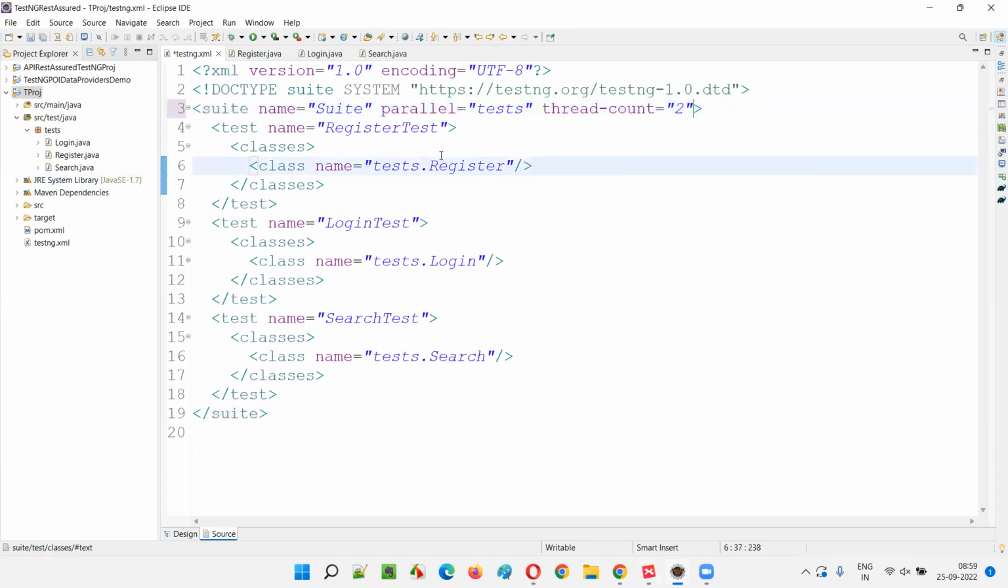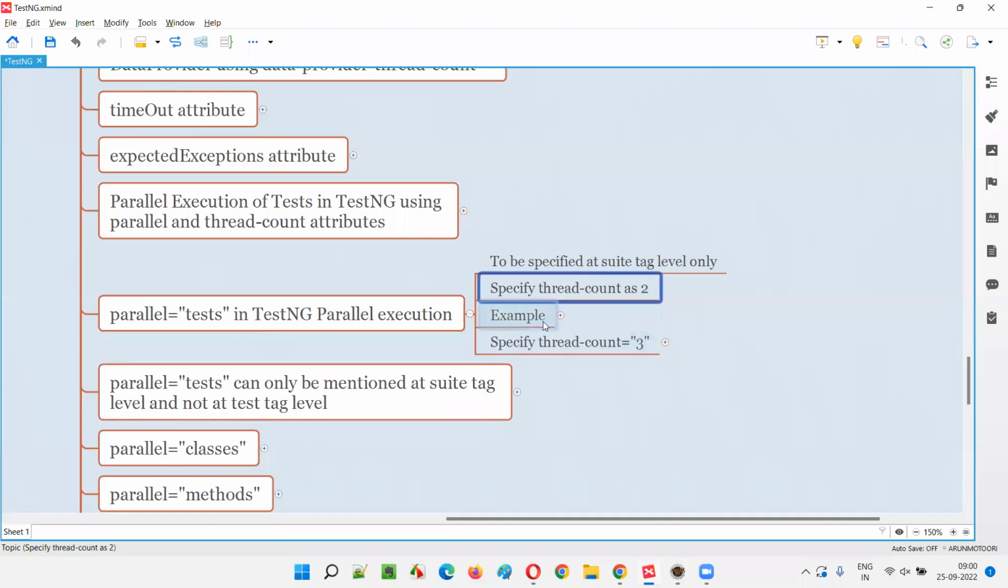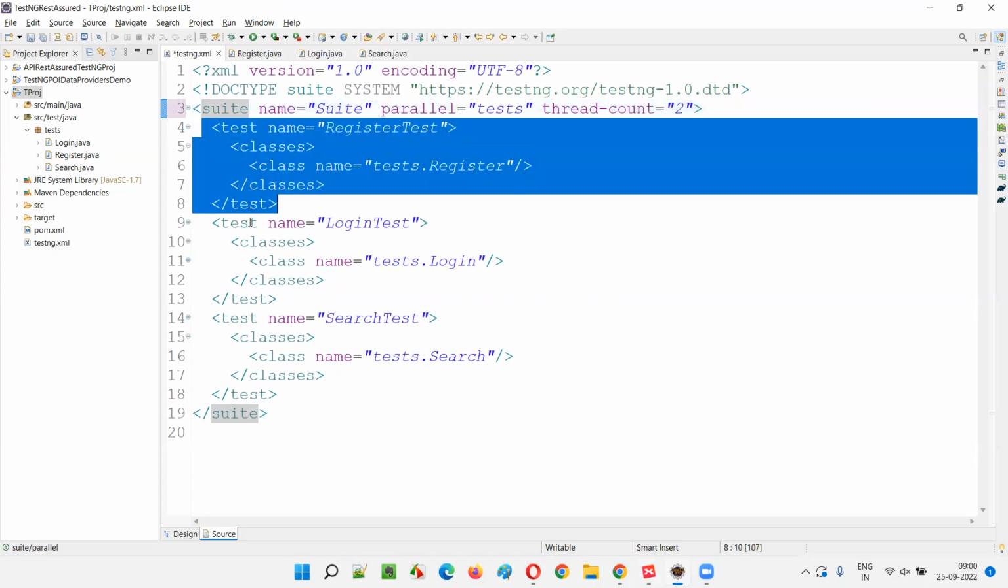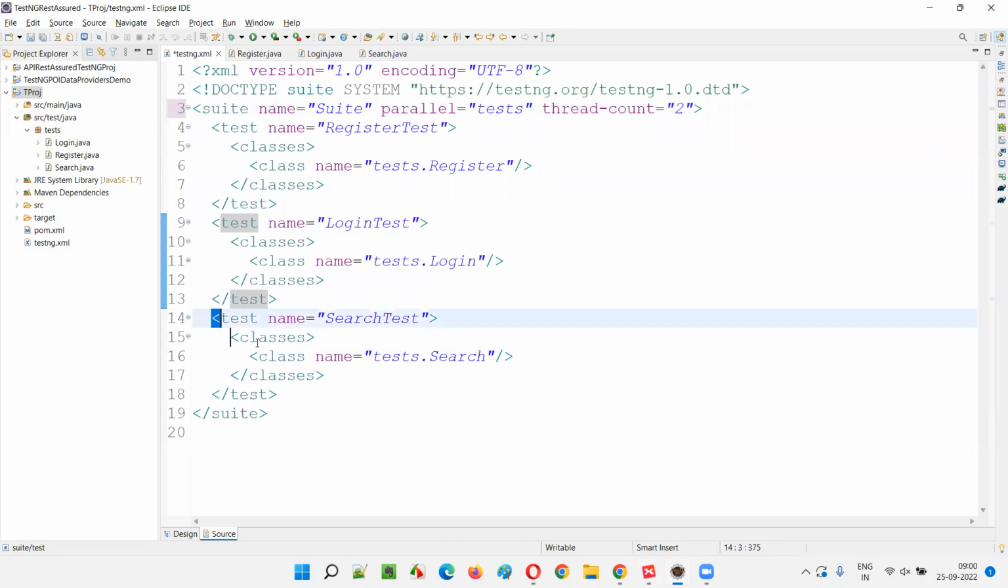What does it mean, guys? Let me explain. To understand this, I'll take a hotel example. So we have enabled the parallel execution. What are tests actually? Test means these test tags. How many test tags are there? 3 tests: 1, 2, 3.